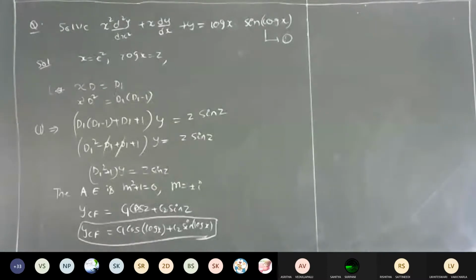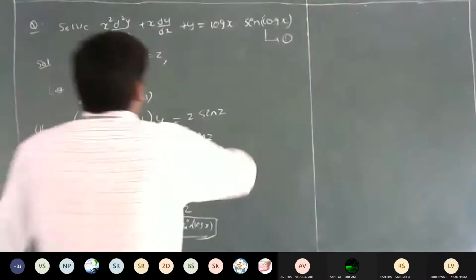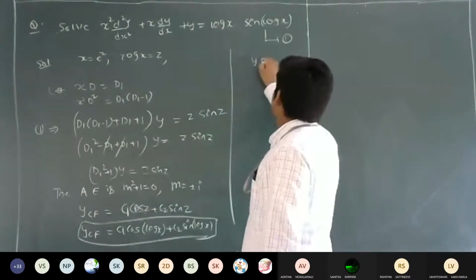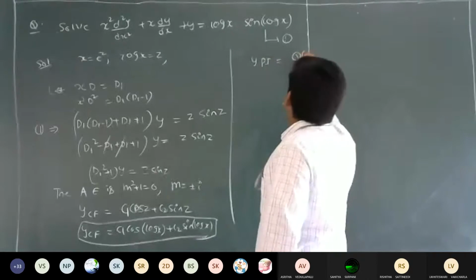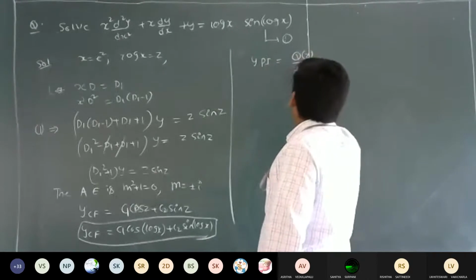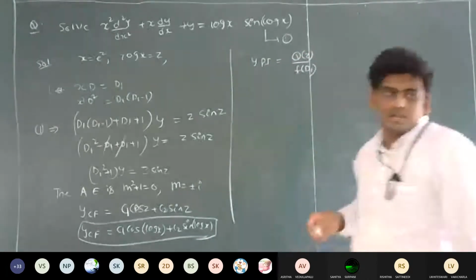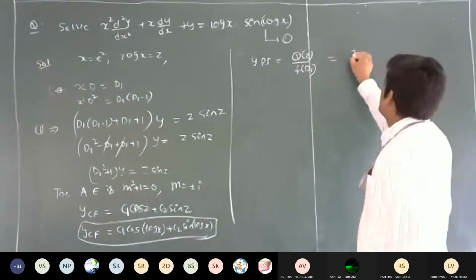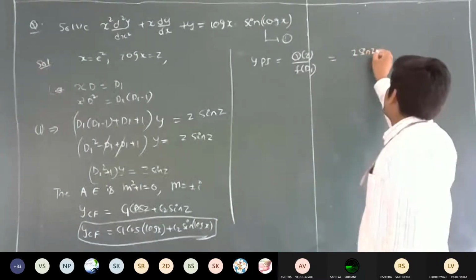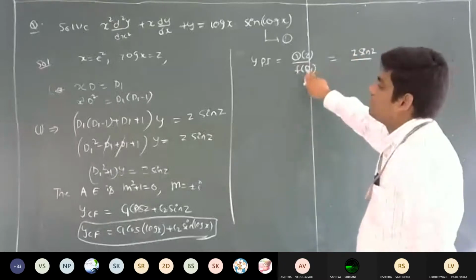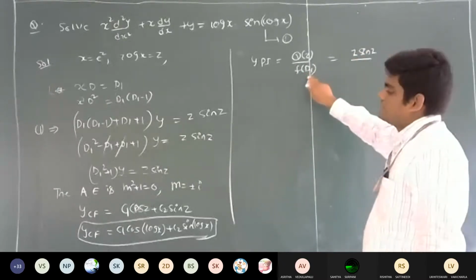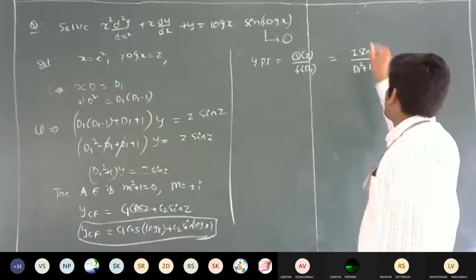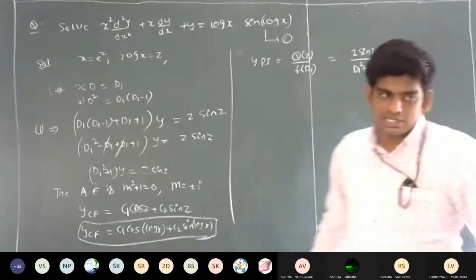Now it is very simple. Now we will go to the particular solution. The particular solution is Q of z by f of D1, which is very important. Here Q of z is nothing but z into sin z, so z sin z by f of D1. What is f of D1? D1 square plus 1.